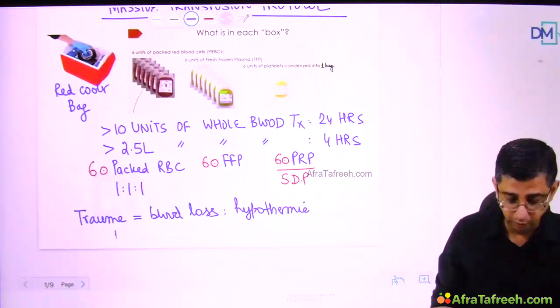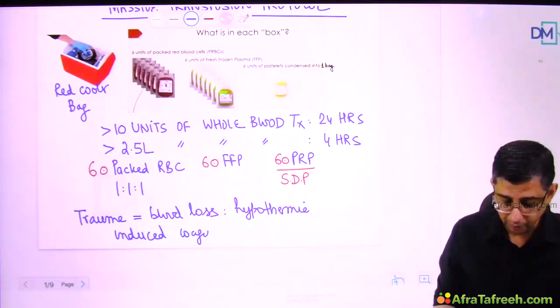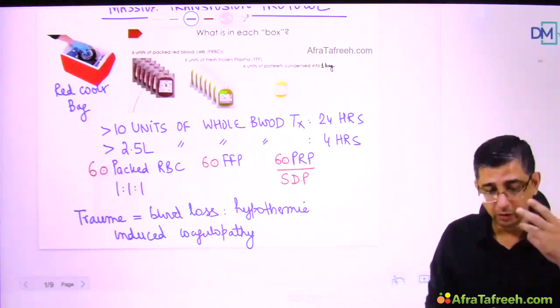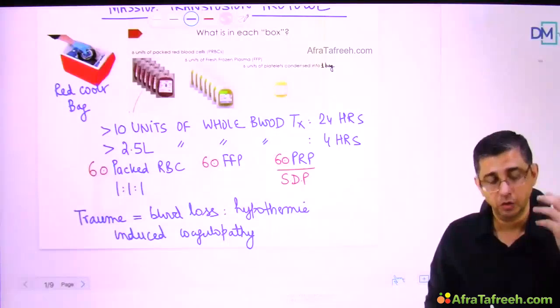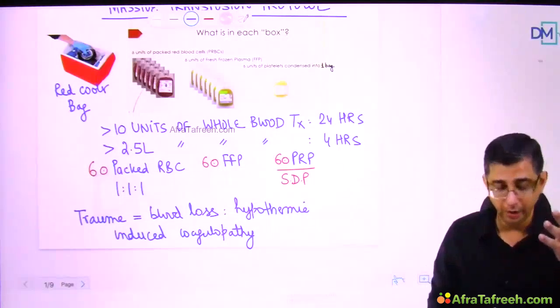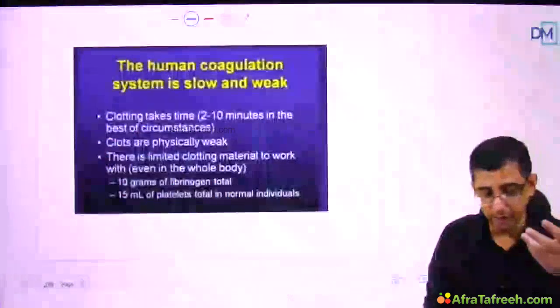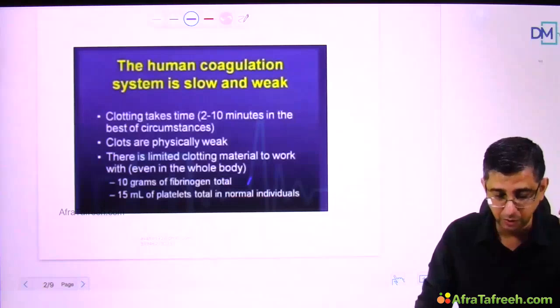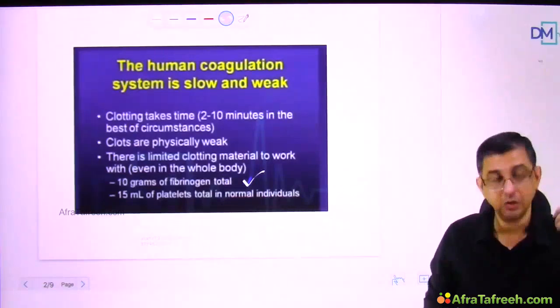So therefore, you will read the term trauma-induced coagulopathy, where a person due to blood loss, because of loss of clotting factors from the body, will develop an increased bleeding tendency. Just to explain this better to you, in the human body we have only 10 grams of fibrinogen. Only 10 grams of fibrinogen, and in a massive blood transfusion, if that is lost, then obviously the person is in a bad state.